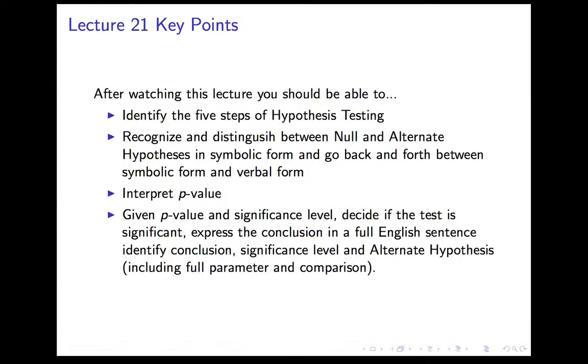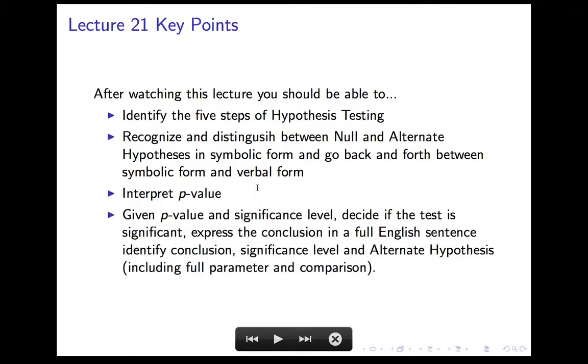Okay, so having watched lecture 21, you should be able to identify the 5 steps of hypothesis testing. That's just regurgitating. You should recognize and be able to distinguish between the null and the alternate hypothesis in symbolic form, and go back and forth between symbolic form and verbal form. Null hypothesis can always be expressed as a parameter equals something, sometimes more involved where 2 different parameters are equal or something like that, but a null hypothesis will always have an equal sign. Alternate hypothesis will involve parameters and will always have less than, greater than, or different from, at least implicitly. The other thing to remember about the null and alternate hypothesis is the null hypothesis is the default assumption, what you'll continue to believe in the absence of evidence. The alternate hypothesis is the thing you're looking for evidence for, the potential new belief.